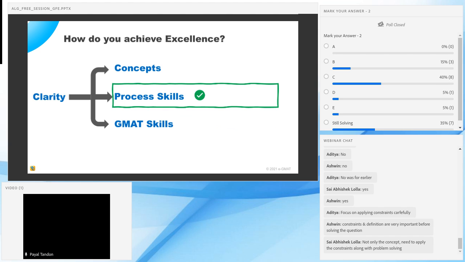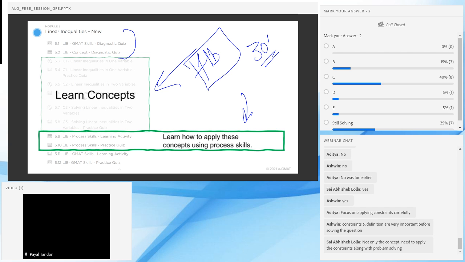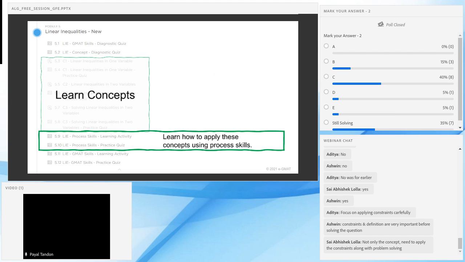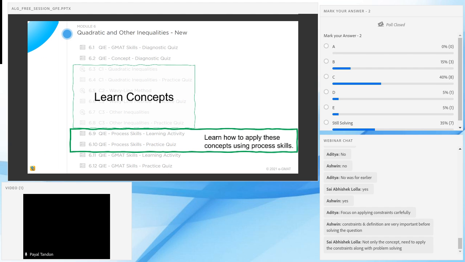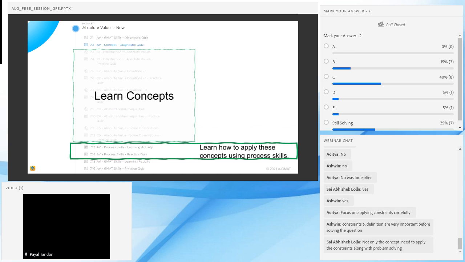How do you achieve excellence? You build your concepts, you build your process skills, right? And once you learn the concepts, you essentially work on applying those concepts utilizing the process skills, just as we just saw. And as you are applying these process skills, every 15 to 30 minutes, depending upon the length of each file over here, you get feedback on whether you are applying it the right way or not. What I'm showing you on the screen are different modules, how this is applicable in linear inequalities, quadratic inequalities, and then absolute values.